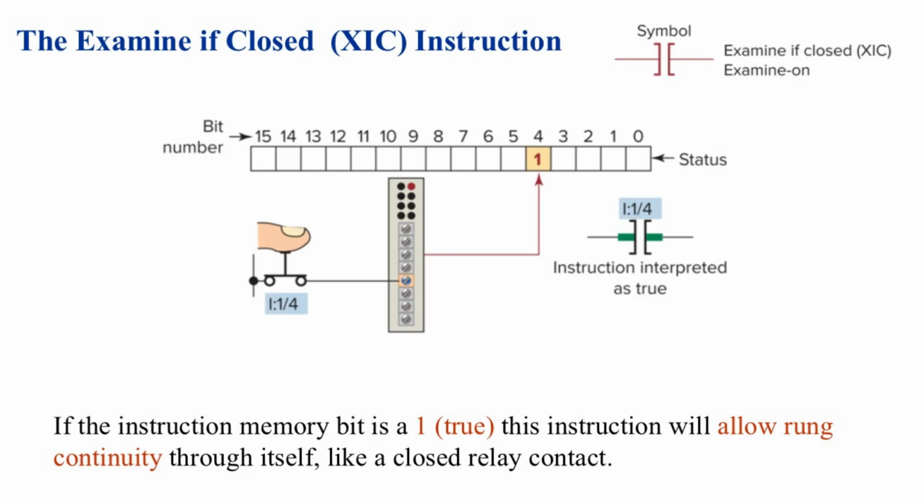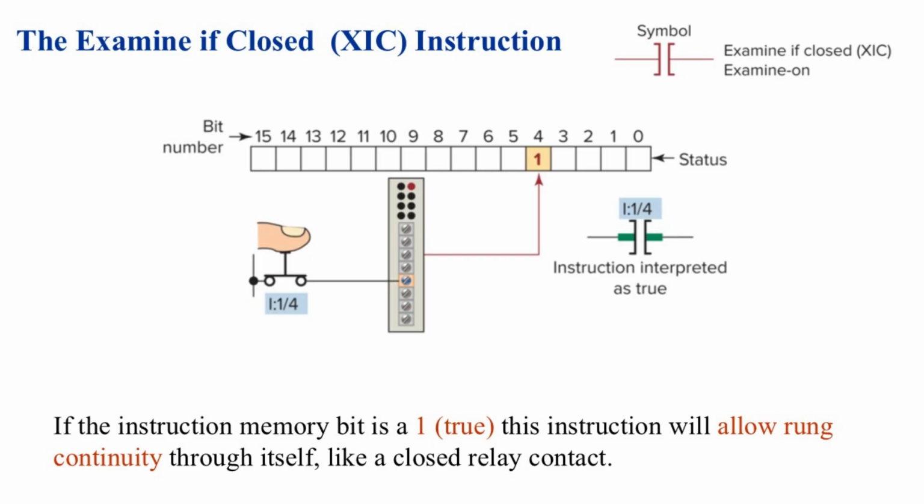In the example shown, the input terminal labeled I1/4 represents a push-button switch. When the button is pressed, the input module detects voltage at that terminal and sets bit 4 in the input image table to 1. The XIC instruction then checks the status of that bit. Because the bit equals 1, the instruction is interpreted as true, which allows the rung to have continuity. The green highlight on the contact indicates that logical flow is active through the instruction.